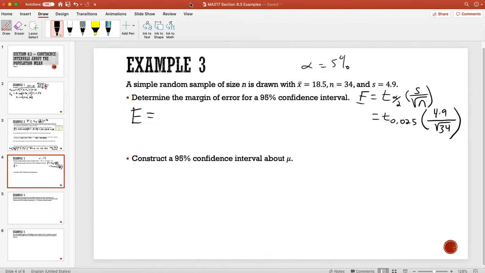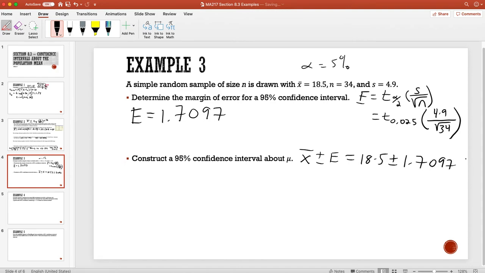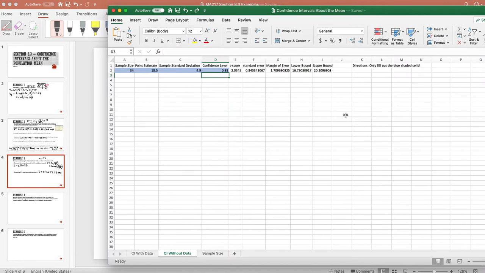So margin of error of 1.7097. And we want the 95% confidence interval around our population mean mu. So it's x bar plus or minus that margin of error. So 18.5 plus and minus 1.7097. But you might have also noticed it's inside of my table in here as well.